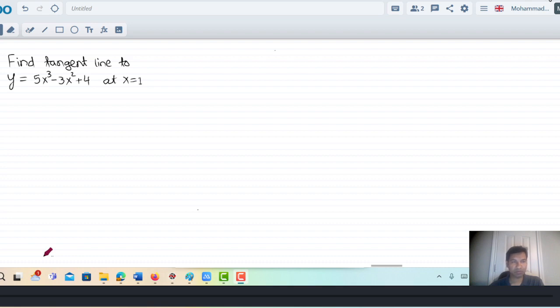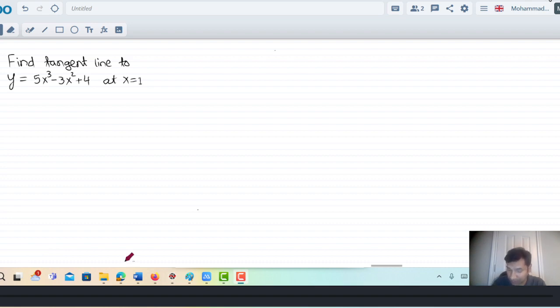First of all, we will do this problem: find the tangent line to a given curve at a given point. Our given curve is y equals 5x cubed minus 3x squared plus 4 and the given point is x equals 1. Note that only the x coordinate of the point is given and we have to find the y coordinate from here. Before doing any further calculation we need to know the formula for the tangent line to a given curve.